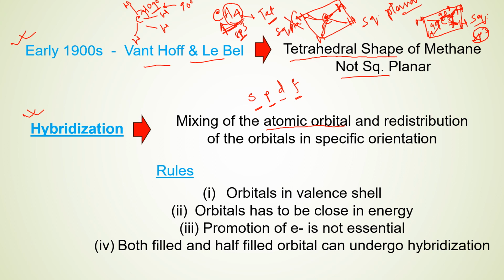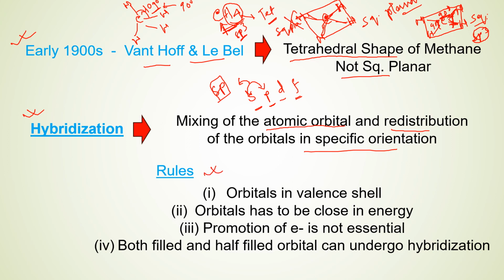Basically it is the mixing of orbitals and redistribution of the orbitals in a specific orientation. So if s mixes with p, they will produce sp orbitals, the sp hybridized orbital. There are many types of hybrid orbitals. Now we'll follow the rules of hybridization.